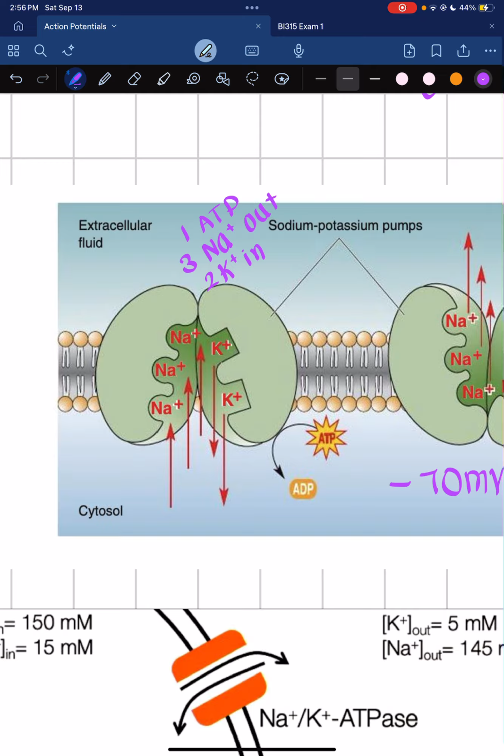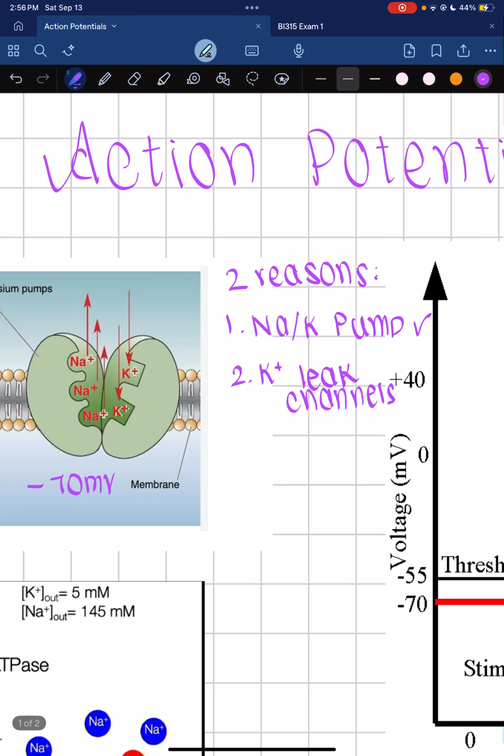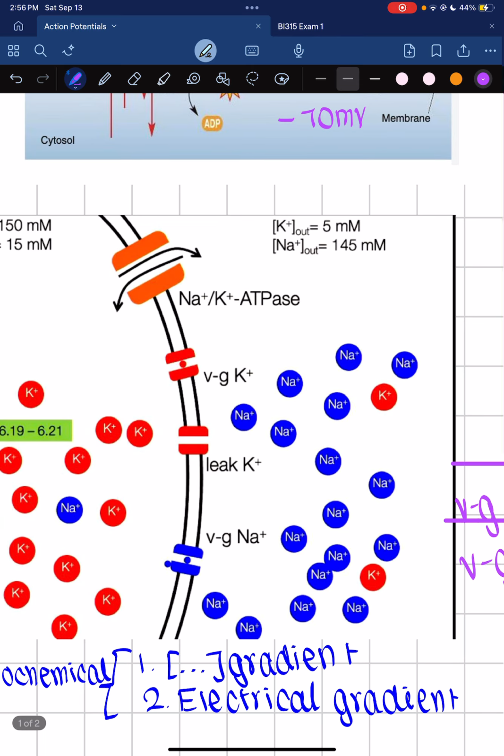You guys will want to remember these ratios. So notice how it's uneven. There are more positive charges leaving than entering, which helps make the inside more negative. But even though the sodium and potassium gradients are set up by the pump, the ions can still move passively through leak channels that are always open. Think of leak channels like open pores in the membrane that are specific to certain ions. At rest, the membrane has more pores or leak channels for potassium than sodium.